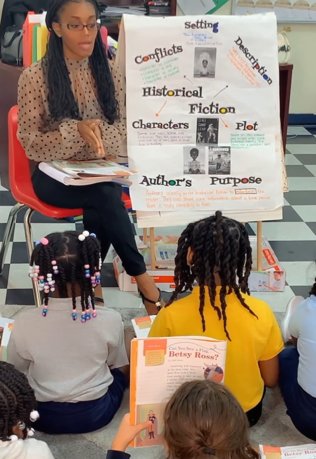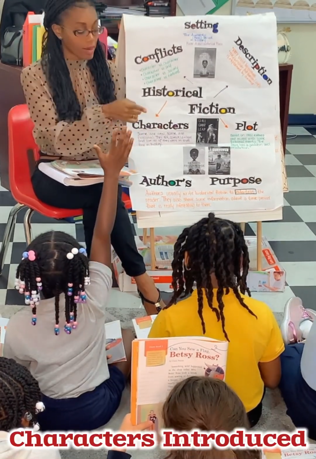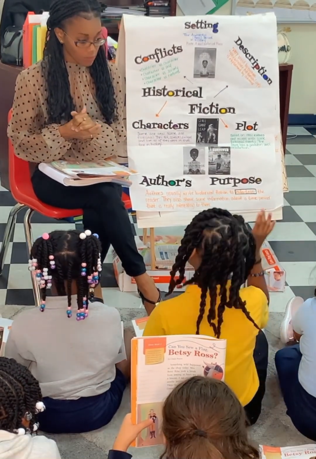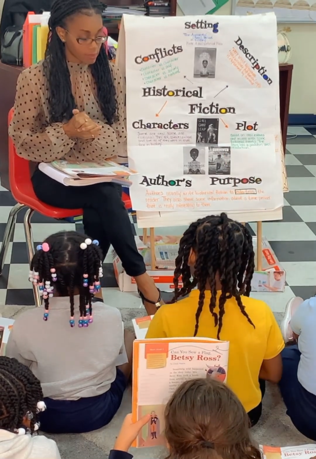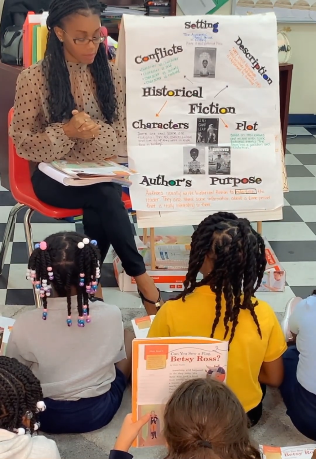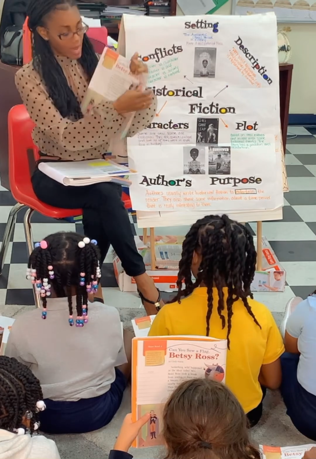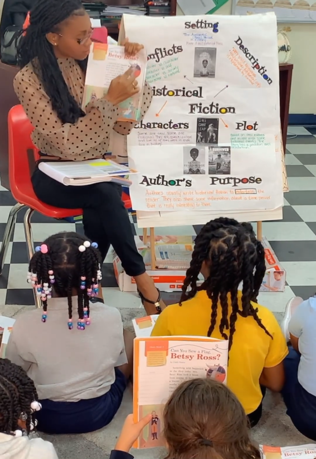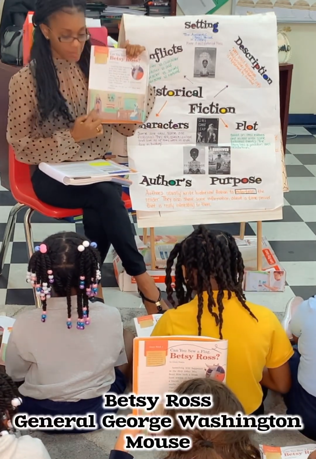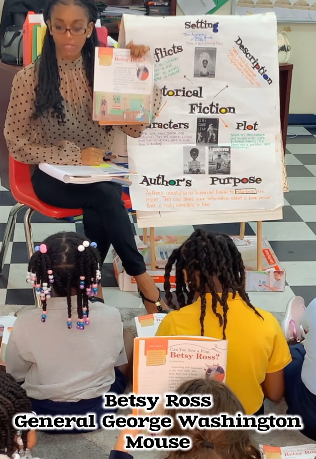So as you can see in the very first paragraph, they have already introduced us to our characters. Who can tell me who our characters are in the story so far? Yes. The mouse, Betsy Ross, and General George Washington. Very good. As you can see in the illustration, this mouse right here, Betsy Ross, and in walked General Washington.